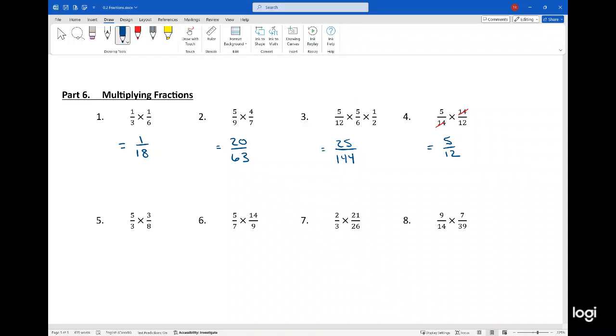We'll do that same trick with question 5. I can divide the 5/3, I can get rid of the 3, and the 3/8, I can get rid of that. Really what I'm doing is replacing them with 1 and 1. I'm dividing the top by 3 and I'm dividing the bottom by 3. Either way, I'm left with 5/8.